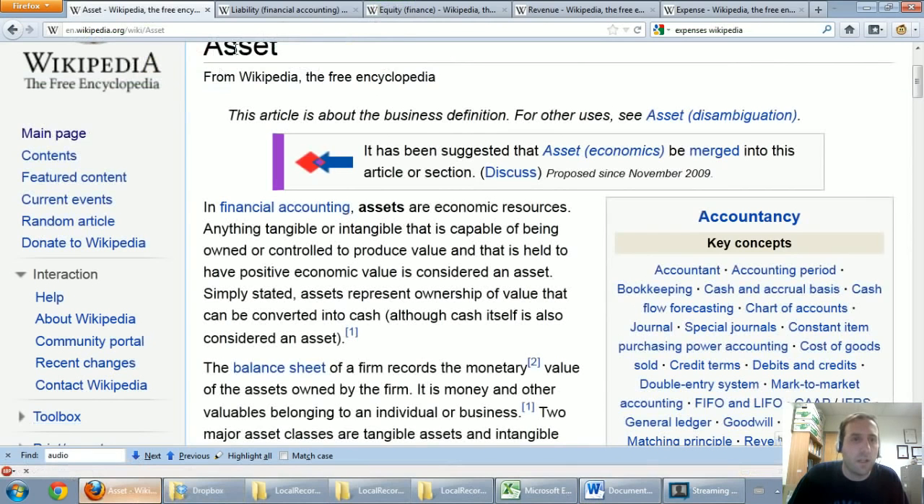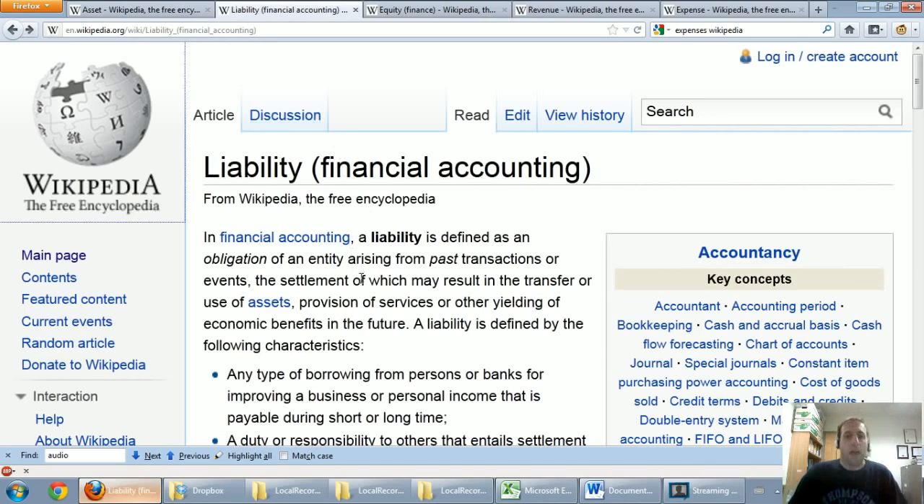Liabilities are defined again on Wikipedia as an obligation of an entity arising from past transactions or events, and I think that's a great definition. Again, to put it in simpler terms even, I would say it's anything that the company owes. The key word is owes. Assets are owned, liabilities are owed. So if the company owes something, that's a liability.